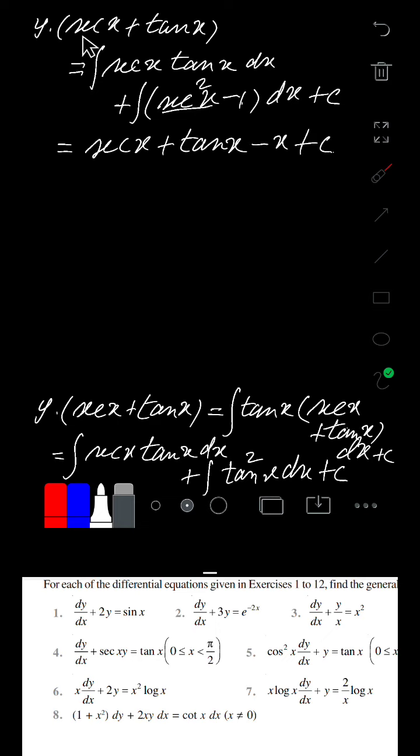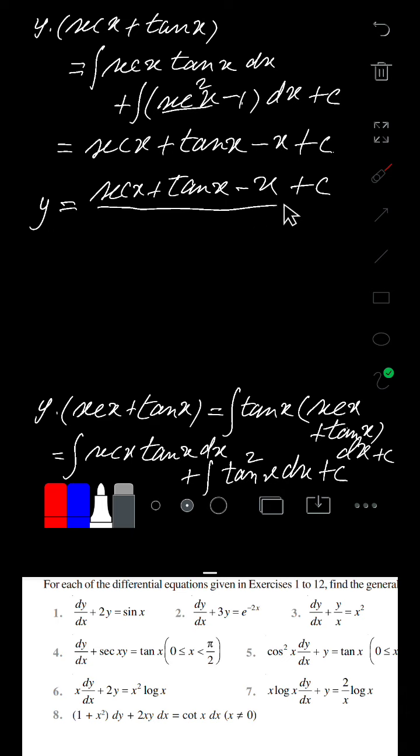Finally, we need to transpose the expression to the right hand side to make y alone. So y is equal to (sec x plus tan x minus x plus c) upon (sec x plus tan x). So this is the required solution of the given differential equation, though we may write it in different forms.